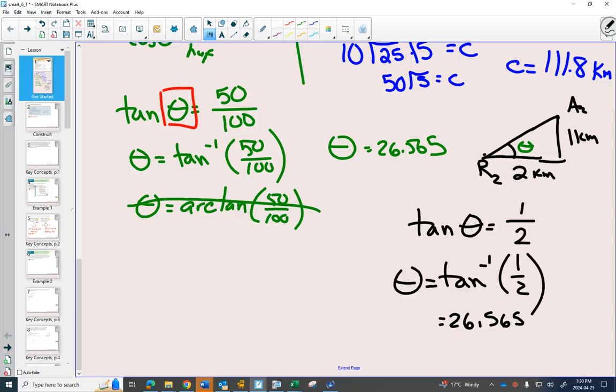If you make a small triangle, okay? I'm going to label that angle theta. Join those together. There we go. There's my small triangle.